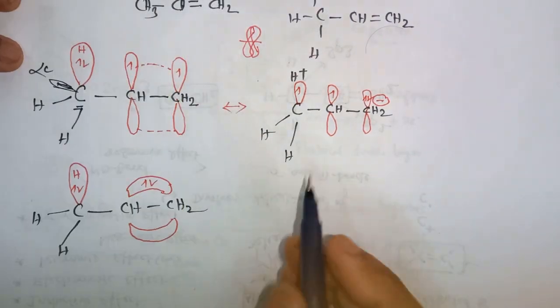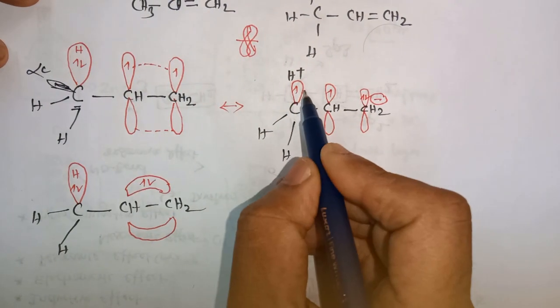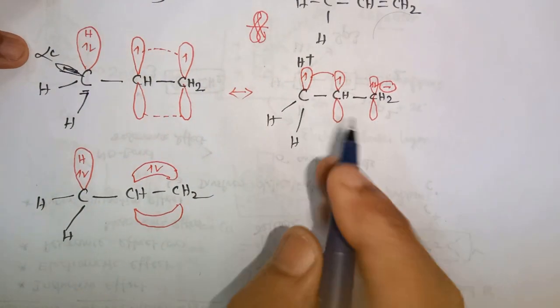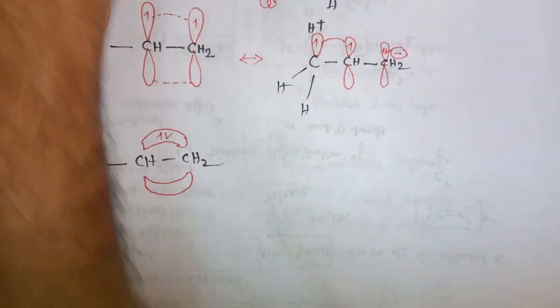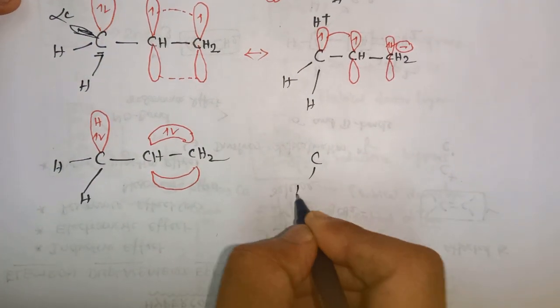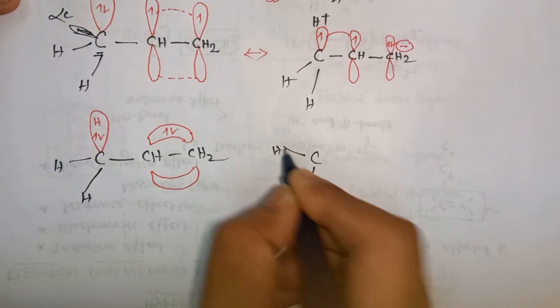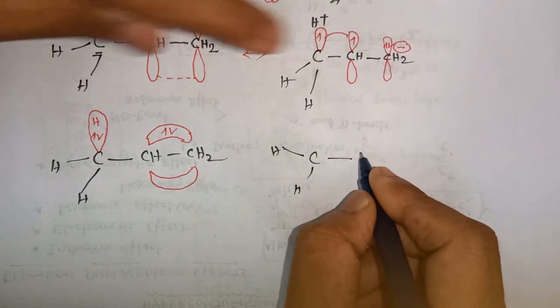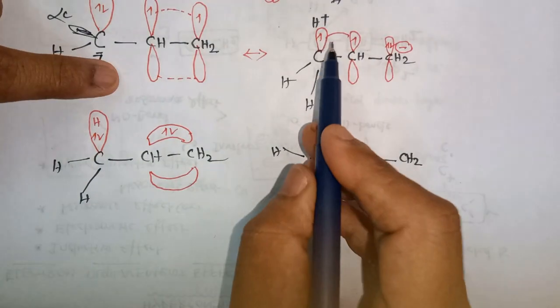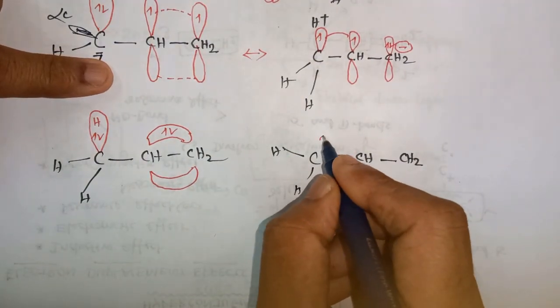Now this electron forms the pi bond. Then I draw the structure for this. How will the structure be? Now I take C, H, and H here. Now I come to here, it is CH. I come to this, it is CH2. Right? What happens here? Here the pi bond. The pi bond formation I show like this.